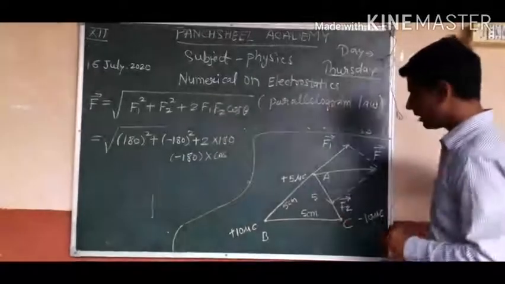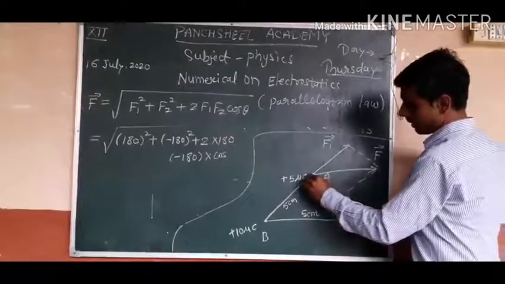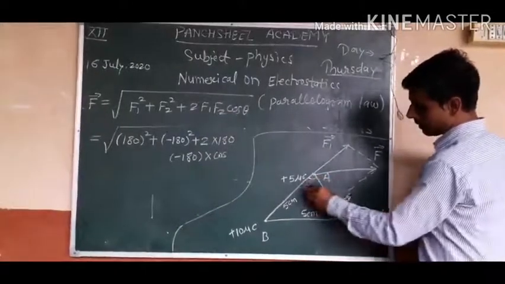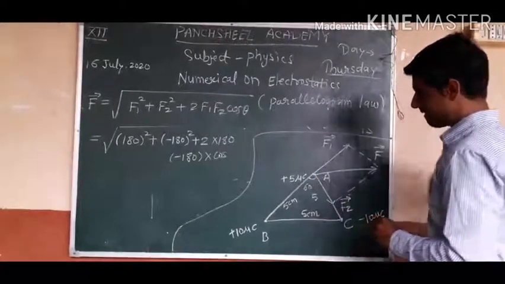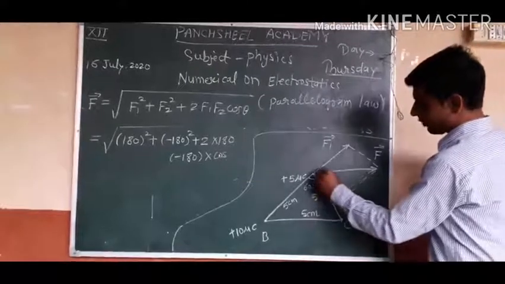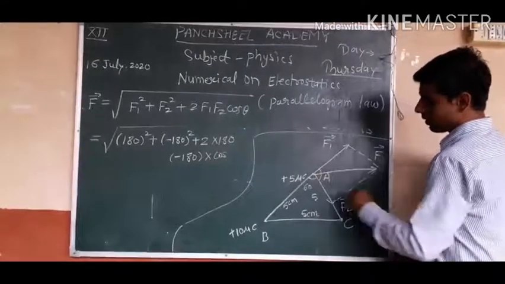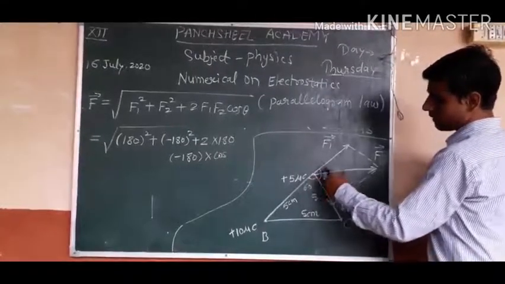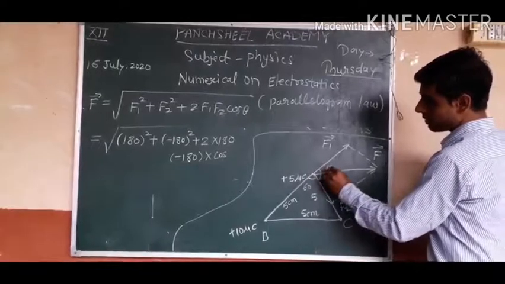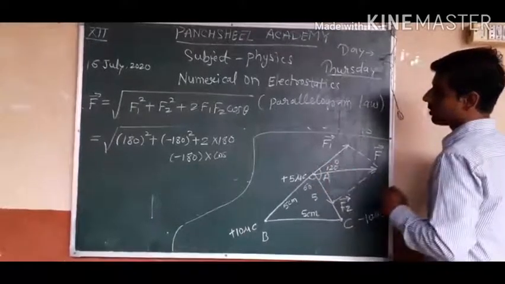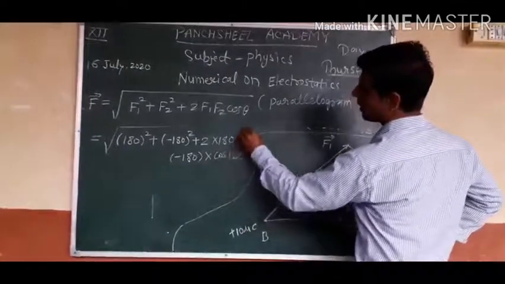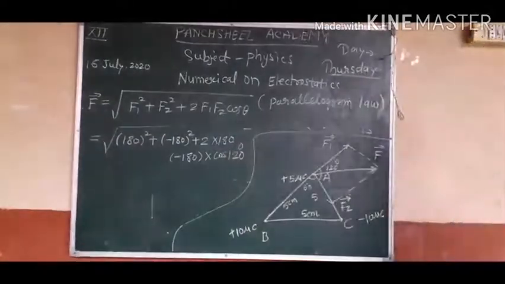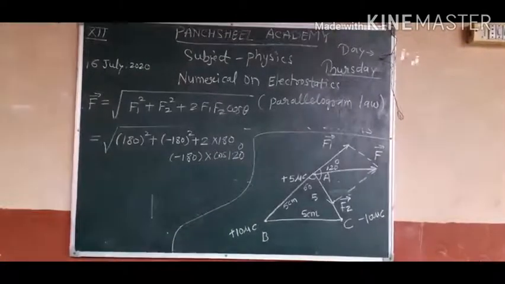What is the value of theta? This is the angle of 60 degree. And what is the value of this angle? If the total angle is 180 degree and this is 60, then what is this? It is 120 degree. So cos 120 degree. Now calculate all these things and you will get the answer.